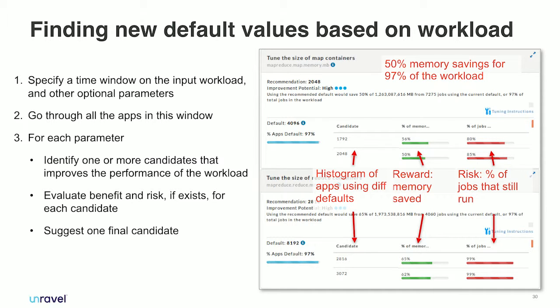Now, this is a screenshot of the result of two parameters that affect the memory allocation of containers for MapReduce. And here, you can see the current default is 4 GB. And over on the right, we have a bunch of candidates. And for each of the candidates, we would show the reward and the risk. The reward in this case is how much memory you would save, assuming you have a similar workload, by changing the default to this candidate. The risk is the percentage of the jobs that still run, or actually the reverse of that.